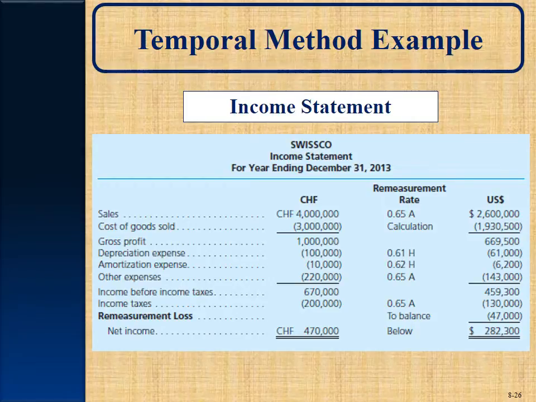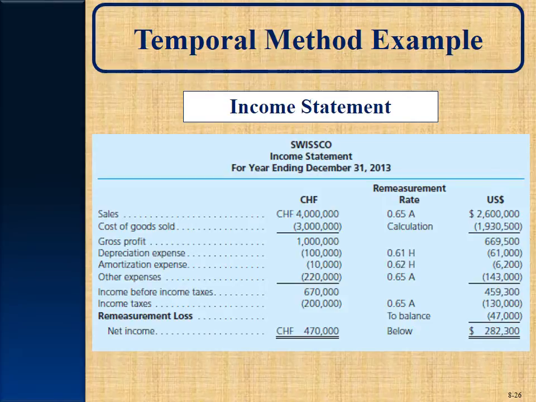of $1,930,500. So it's not an easy, oh, it's 70 cents per franc. You have to calculate it. Beginning inventories at historical, purchases at your average rate for the year, and ending inventory, it all depends. It could be a one-day purchase, or it could be an average for the fourth quarter. So you would need to look at that.